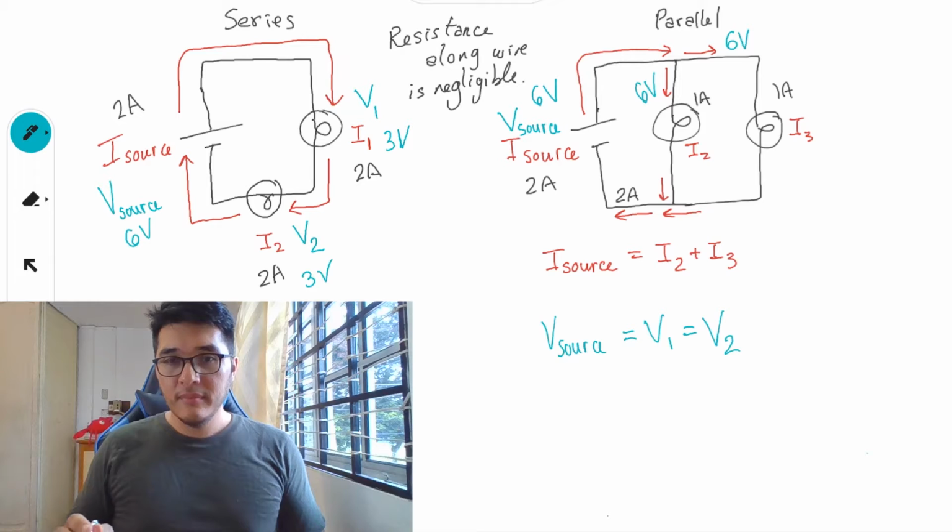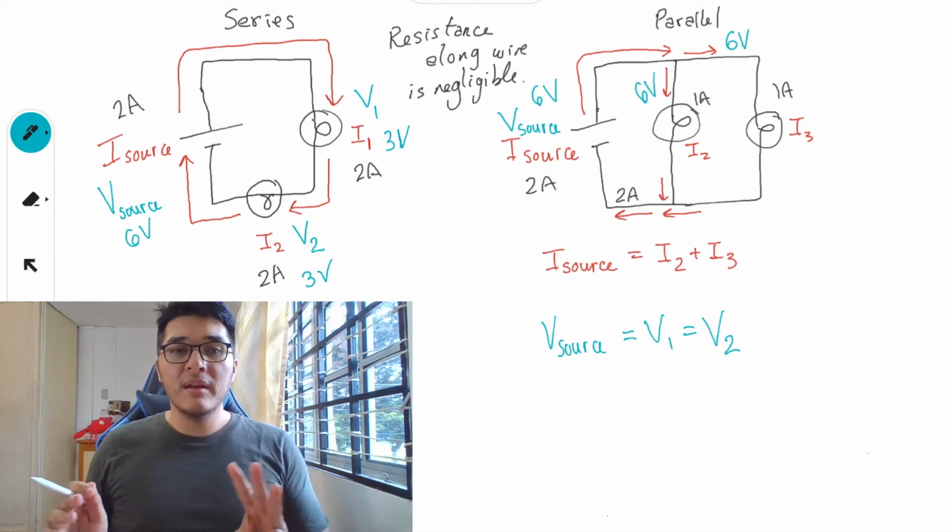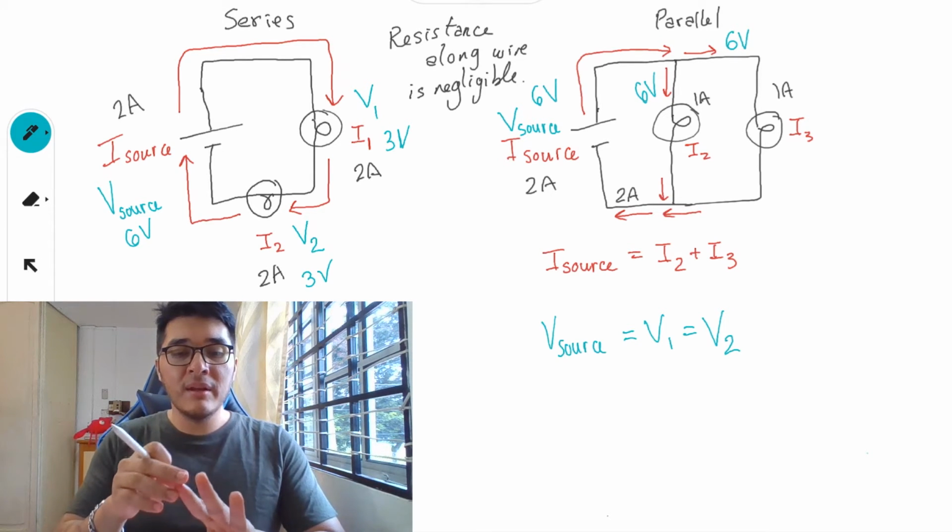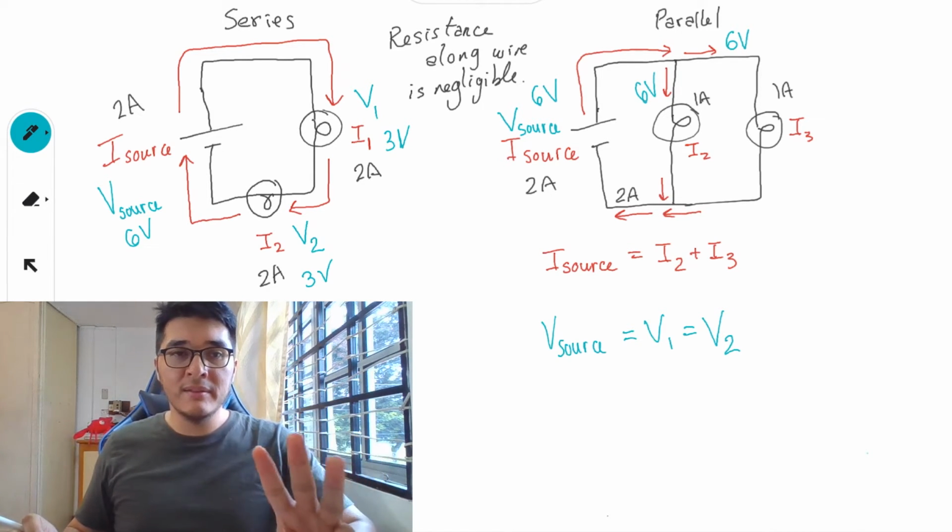Will the amps affect how bright a light bulb is? Yes, because remember, yesterday we said you cannot separate the three: voltage, current, and resistance.